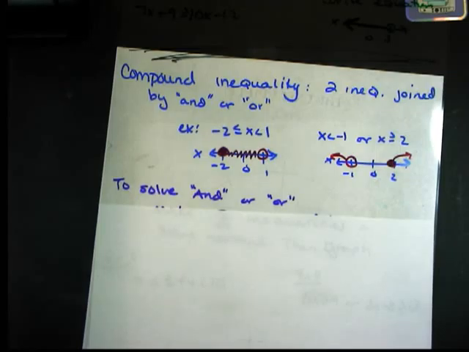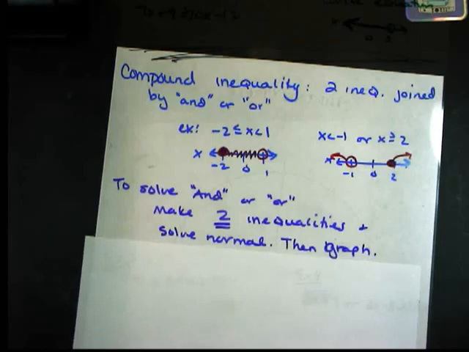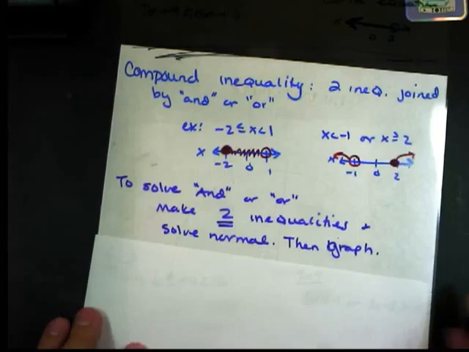All right, so when we want to solve a compound inequality, we want to solve an and problem or an or problem, we make our two inequalities. Because if you have an and and an or, that means you have two situations going on. We solve them normal and graph. So what is that actually going to look like? Let's look at a couple of examples.